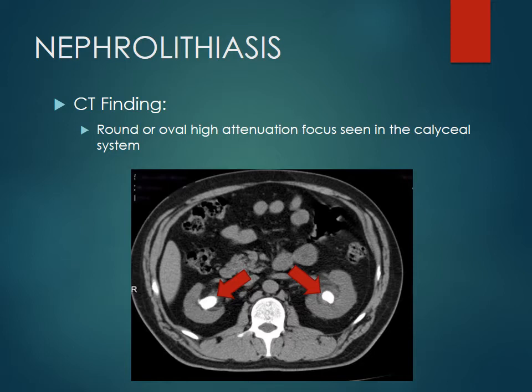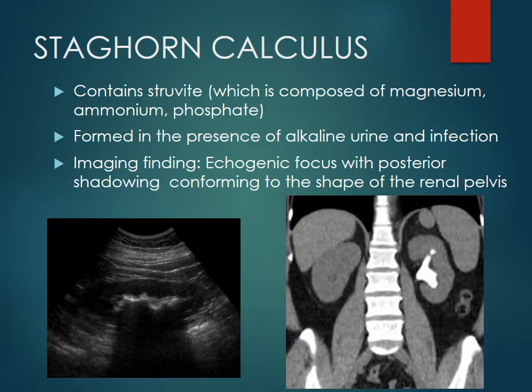In lithiasis, there is also another type known as the Staghorn calculus. Staghorn calculus is usually formed in the presence of infection and alkaline urine. And usually, these stones contain struvite, which is composed of magnesium, ammonium, and phosphate.